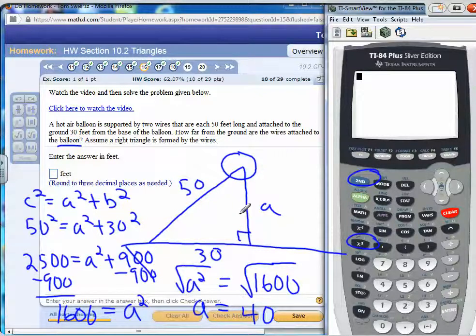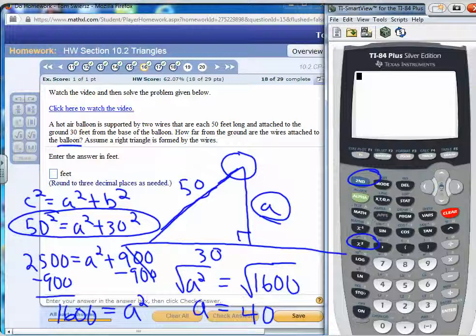So again, you draw a picture. The wire's 50 feet long, that's the wire, and it's 30 feet from the base of the balloon. The height we need to find is right here. So we're finding one of the legs, either A or B. So it's set up, the wire is the hypotenuse. So 50 squared is equal to A squared plus 30 squared. And then we solve, okay?